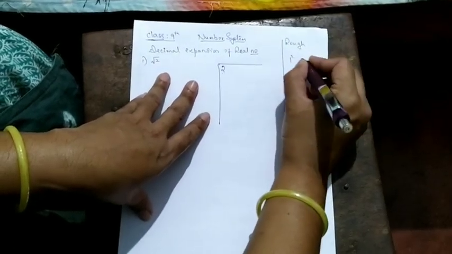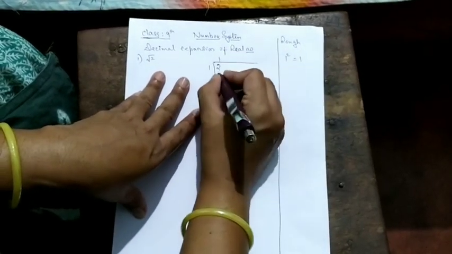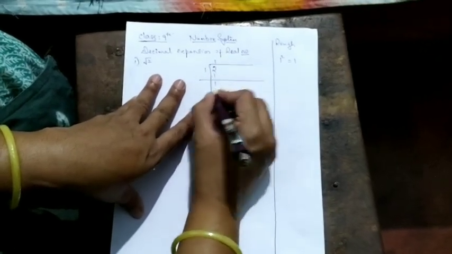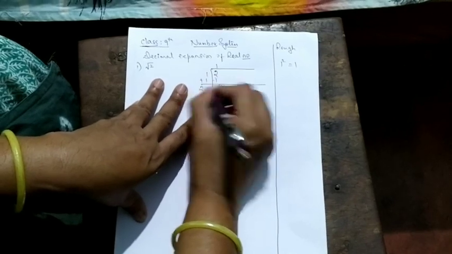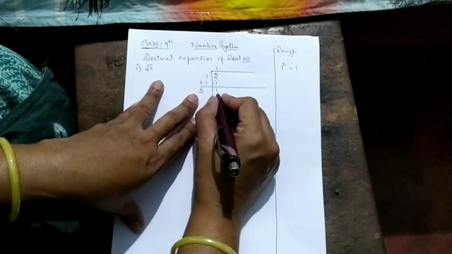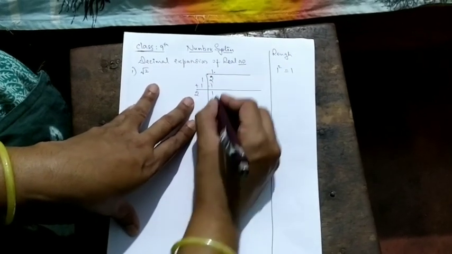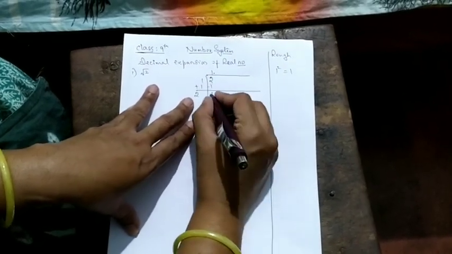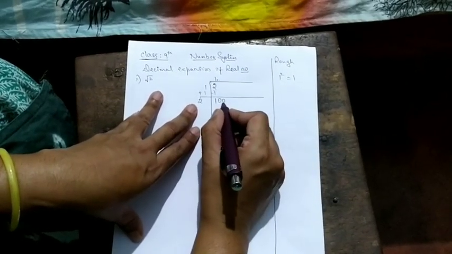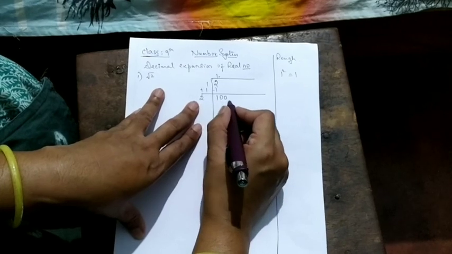The nearest square is 1. So 1 ones are 1, and 1 is the remainder. Let me add this, so it goes to the tens place. Now you can see this is bigger and this is smaller. With the help of decimal, I should take 2 zeros in a square root. Not a single zero, always double zeros we have to take. So the value has increased to 100.